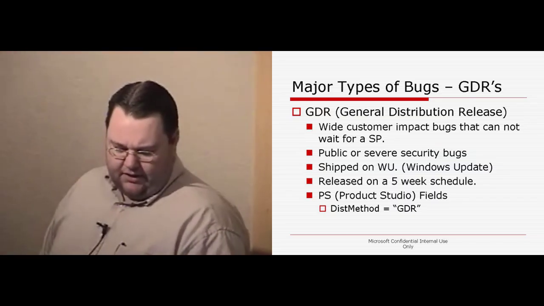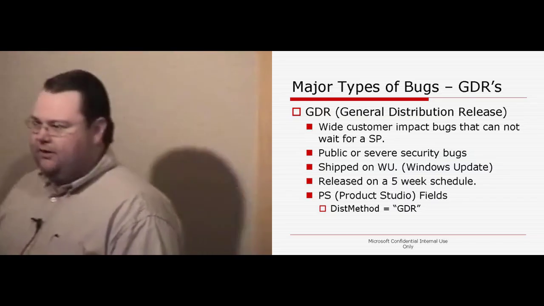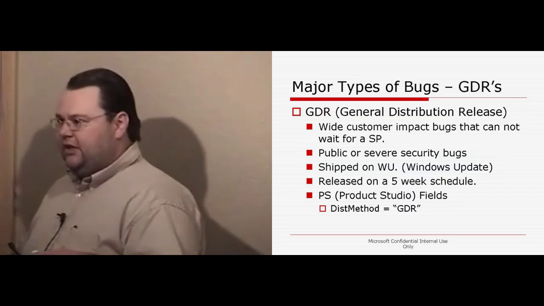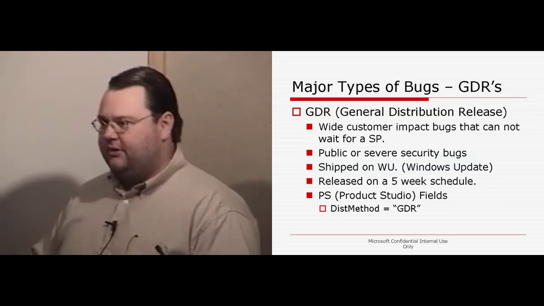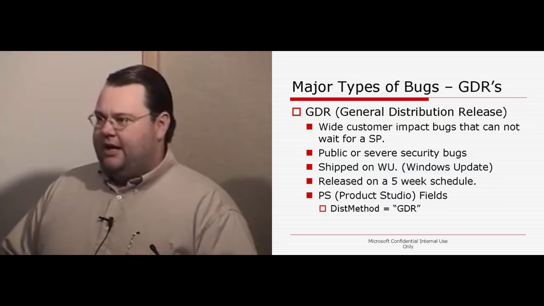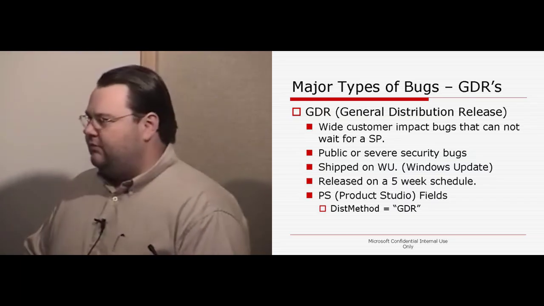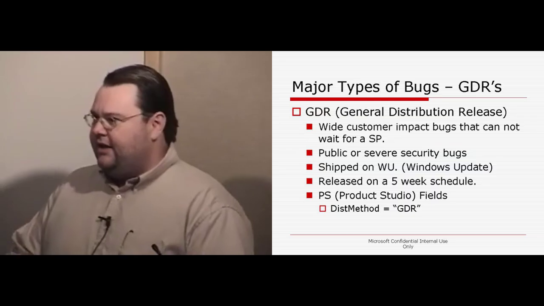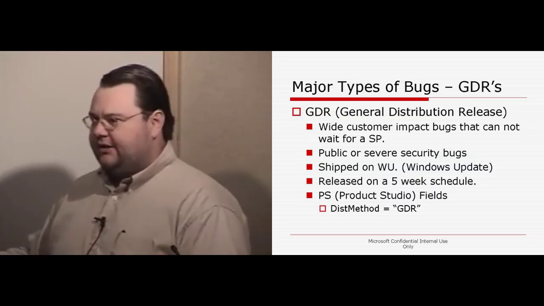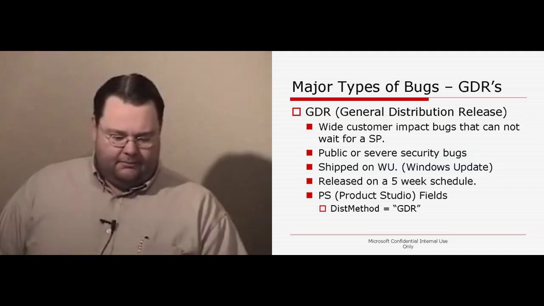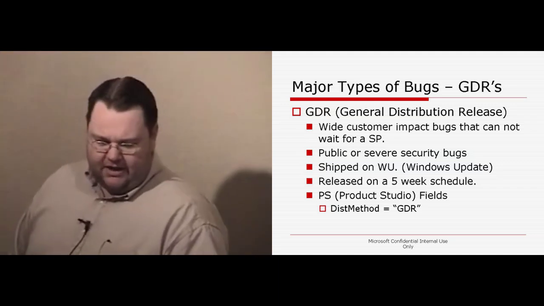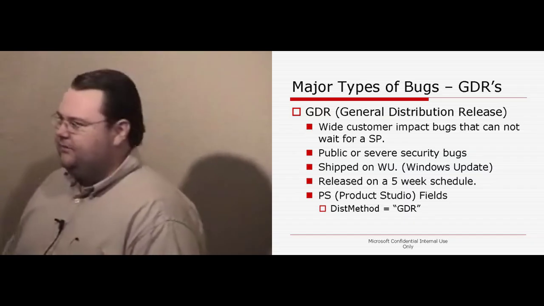So I said here that they're released on a 5-week schedule. The 5-week schedule really starts from the point where we have a fix and the fix has been tested in-house, and I'll go through that process a little bit, and we've got a really solid package put together that we're ready to release. Then we go through this 5-week release process where we do a broad test pass and a few things that I'll talk about in a minute. And they're denoted by the same Product Studio field, dist method. It'll say GDR.